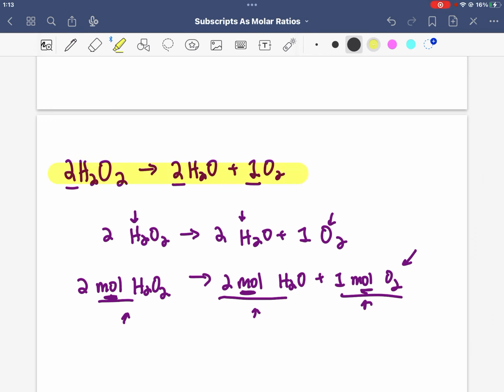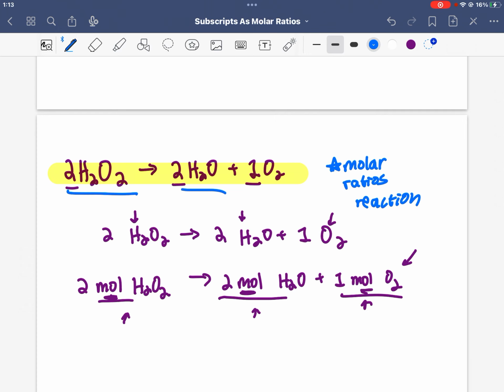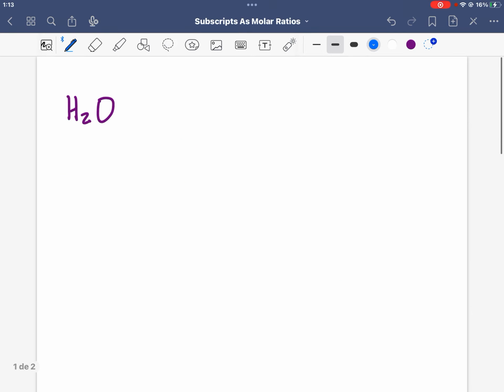coefficients are what I look at when I want to use molar ratios in a whole reaction. And so when I'm comparing a reactant and a product, or a product and another product, if I want to know how much water will be produced when I have a certain amount of hydrogen peroxide, when I'm looking across things in a reaction, that's when I use coefficients. Awesome. So subscripts are when I'm looking at one single molecule.